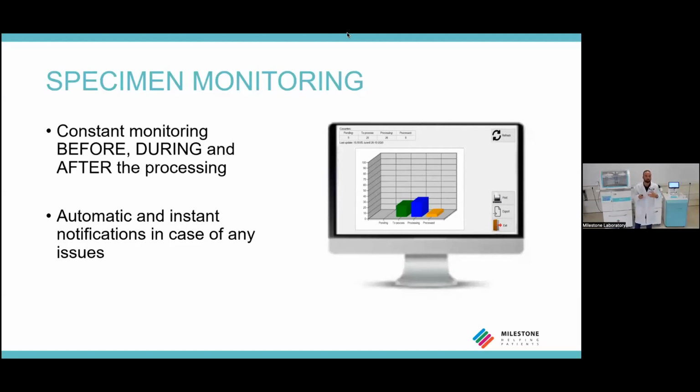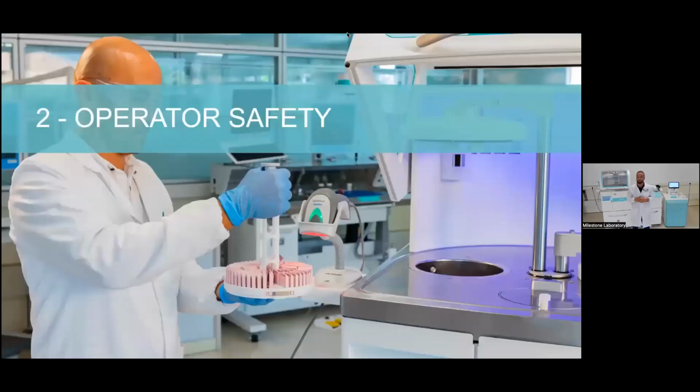So now it's time for me to introduce the second safety factor during processing: the safety of the operator. As you know, operators are always exposed to reagents, and most of the time those are not green reagents, but potentially toxic and harmful. So let's see in detail how the operator can be protected from those dangers.